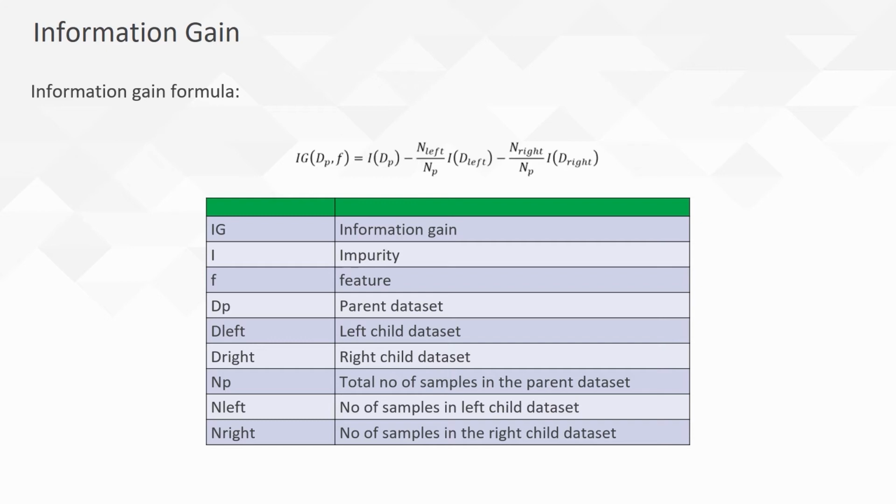Here, IG is the information gain, I is impurity, f is the feature, Dp is the parent dataset, D left is the left child dataset, D right is the right child dataset, Np is the total number of samples in the parent dataset, and N left is the number of samples in the left child dataset, and N right is the number of samples in the right child dataset.